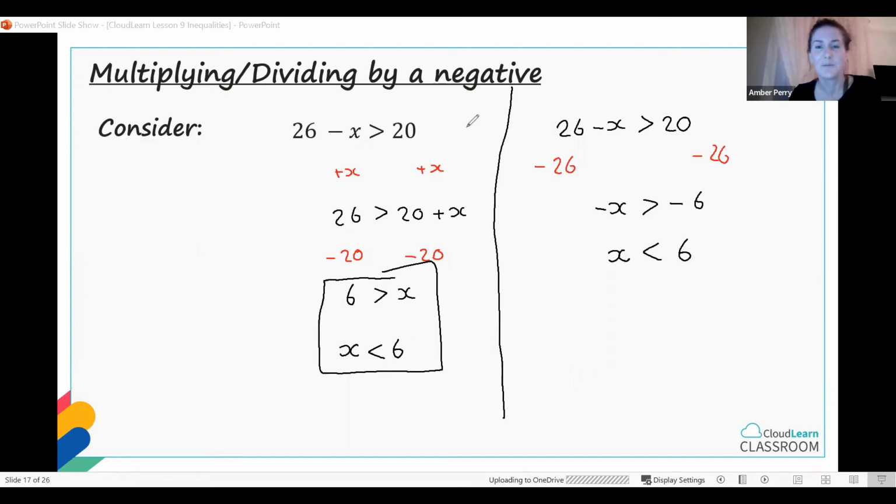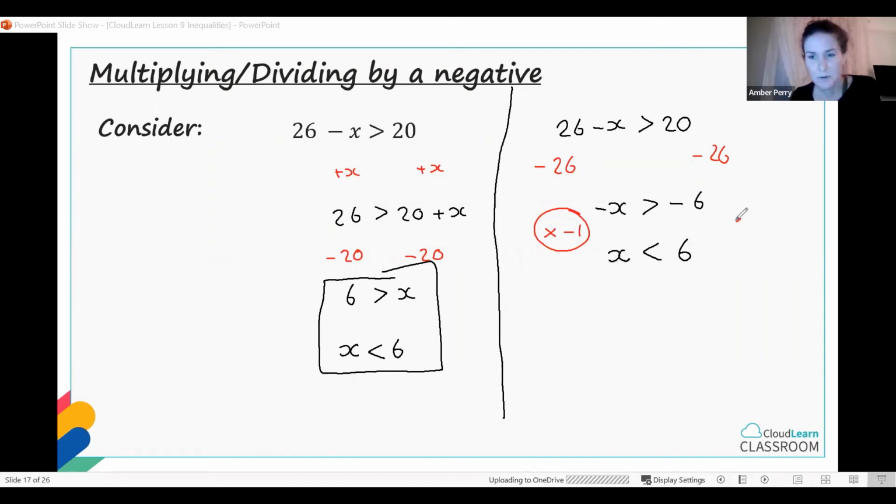Okay, let me try that one more time. What I've done from here is I've basically taken this minus, and I've essentially just multiplied by minus 1, because I want to go from minus x to positive x. And to do that, I can multiply by minus 1.